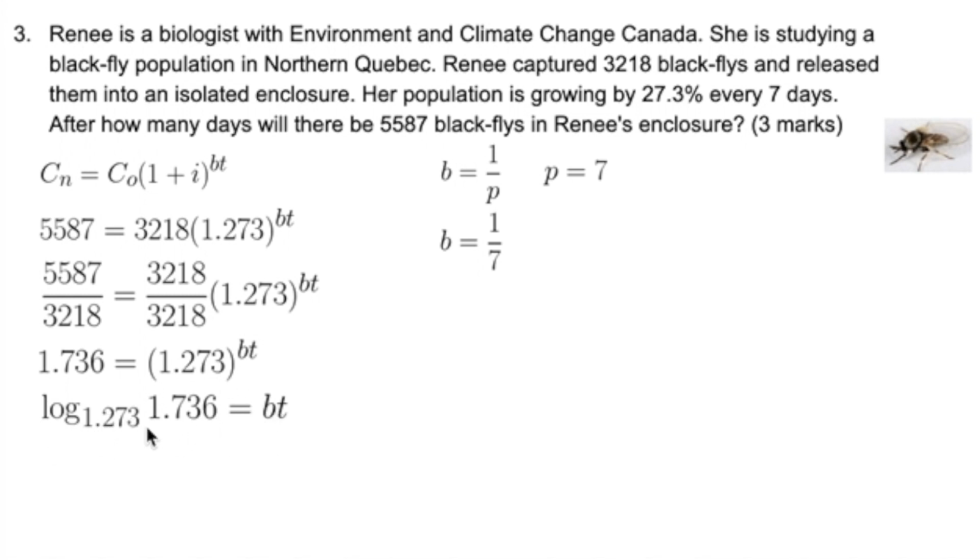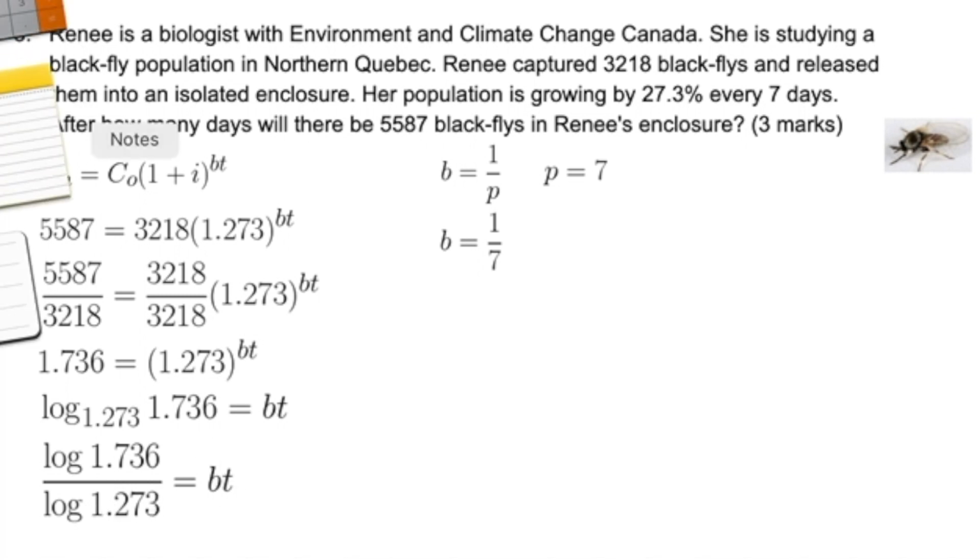Then I'm going to use a change of base rule that says if you have the log of a to the base b, we can rewrite that as log of a, base 10, divided by the log of b, base 10, or base anything, but I'm going to use base 10 because it works. The log of 1.736, base 10, and because it's base 10, we don't have to write the base, divided by the log of 1.273, same base, is equal to bt.